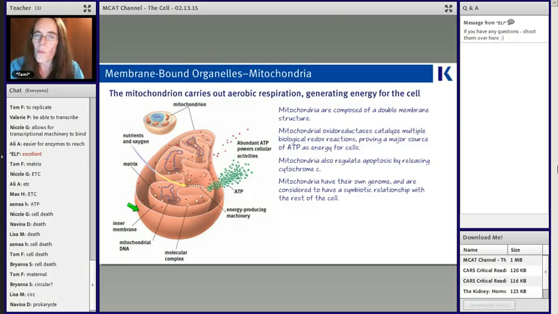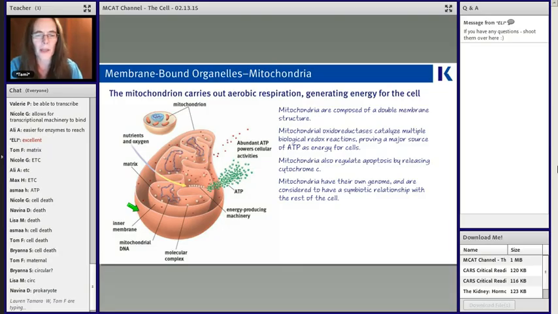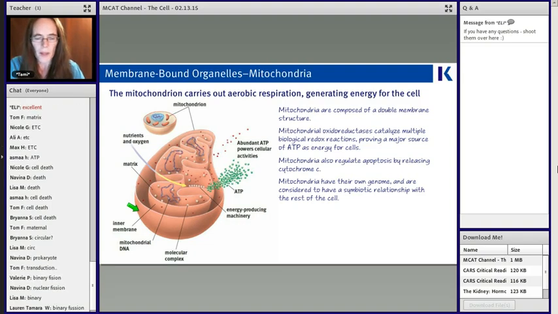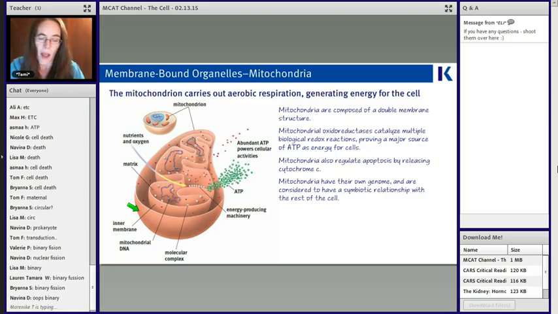Now, these also replicate just like bacteria. How do bacteria replicate? And we'll talk about this a little bit more later, but what is the term for how they replicate? How do bacteria or prokaryotes replicate? Yeah, binary fission. Exactly, exactly. Straight by binary fission. All right.